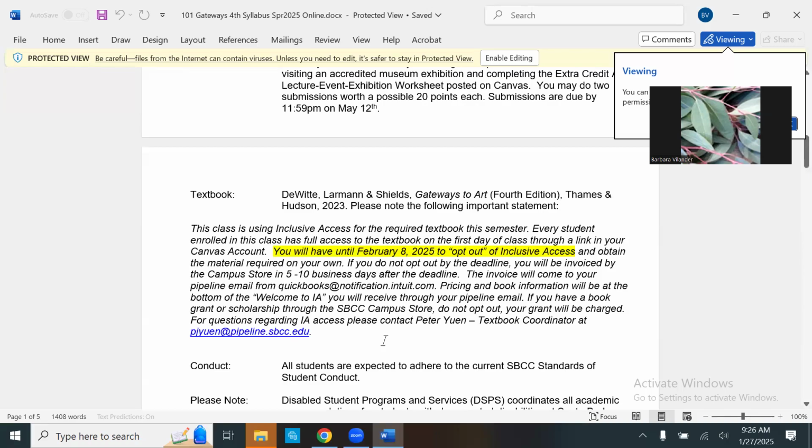And then if you have a book grant or SBC scholarship, do not opt out. Your grant will be charged for your textbook. So all that information is right here, okay?